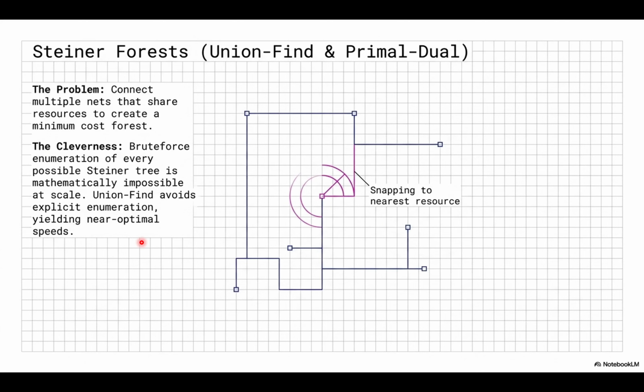How does union find bypass that impossible math? Instead of trying to map the entire forest from a top-down perspective and calculating every possible global branch, union find operates locally. It looks at the individual pins that need connecting, searches the immediate grid, and snaps to the nearest available routing resource. Oh, so it just grabs whatever is closest and builds the tree organically from the bottom up. Exactly. It guarantees that everything gets connected efficiently without ever calculating the mathematically perfect global tree. It might use slightly more copper than the theoretical ideal, but it runs in minutes instead of millennia. It's a brilliant compromise. That is incredible.